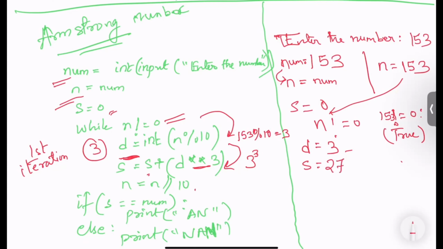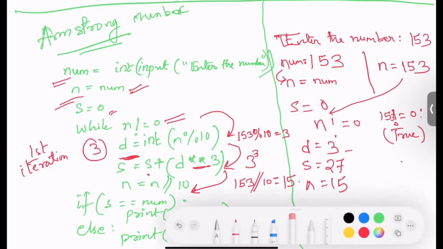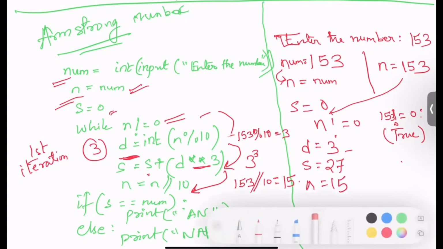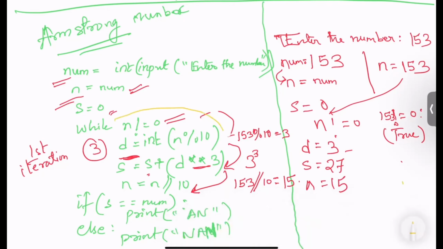Now it will go to this part: n equals n double divide 10. n was 153, divided by 10. The double divide means it will take only the integer part, not the decimal part. If you just divide, it will be 15.3, but if you double divide, it will only take 15. So now the n value is 15. This is the first iteration that just happened.